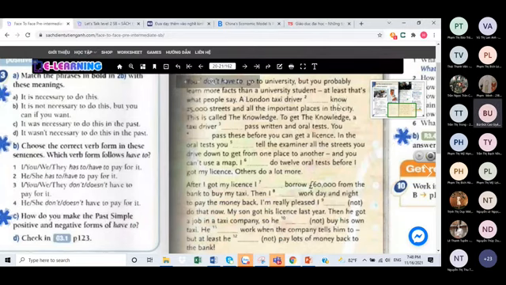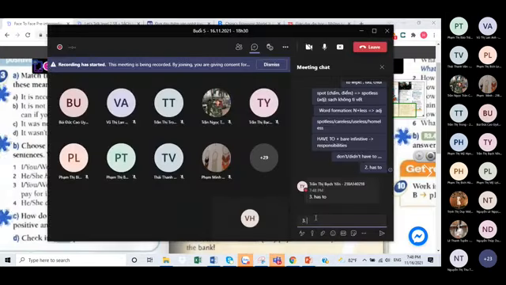Number 3. A London taxi driver has to know 25,000 streets and all the important places in the city. This equals the knowledge. To get the knowledge, the taxi driver has to pass written and oral tests. Good. Number 3, has to.